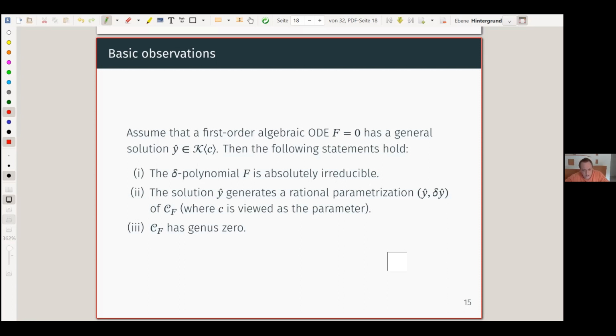The second is that this solution y hat actually gives me a rational parameterization, where I view this arbitrary constant c now as the parameter. But this tuple y hat, delta y hat will actually vanish on the polynomial f, and it will give me a rational parameterization. And this, of course, means that whenever I have such a solution, then this curve CF must have genus 0. So much now for the basic observations.